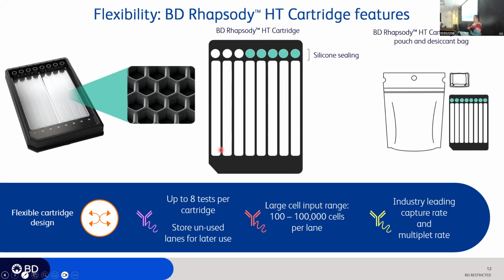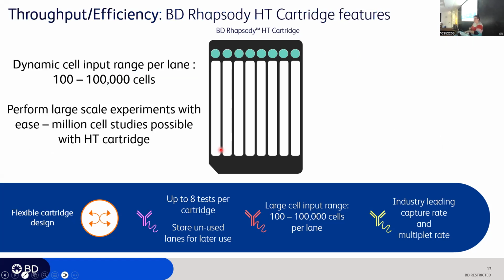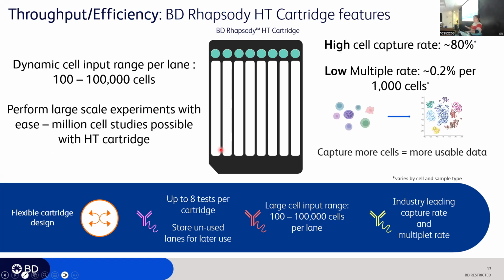And when you're done, there's a cleanout procedure that helps us to dry the used lanes, and we store it in a resealable pouch with a desiccant package. Once you open your cartridge, you have a year to finish using it. So this is really nice for groups that maybe get a sample at a time and don't want to have to buy a new chip or cartridge every time they run a sample. As I mentioned, we have a dynamic range of cell inputs, so as few as 100 cells and as many as 100,000 cells, with a multiplet rate of about 0.2% per 1,000 cells. So very low multiplet rate compared to some other platforms.